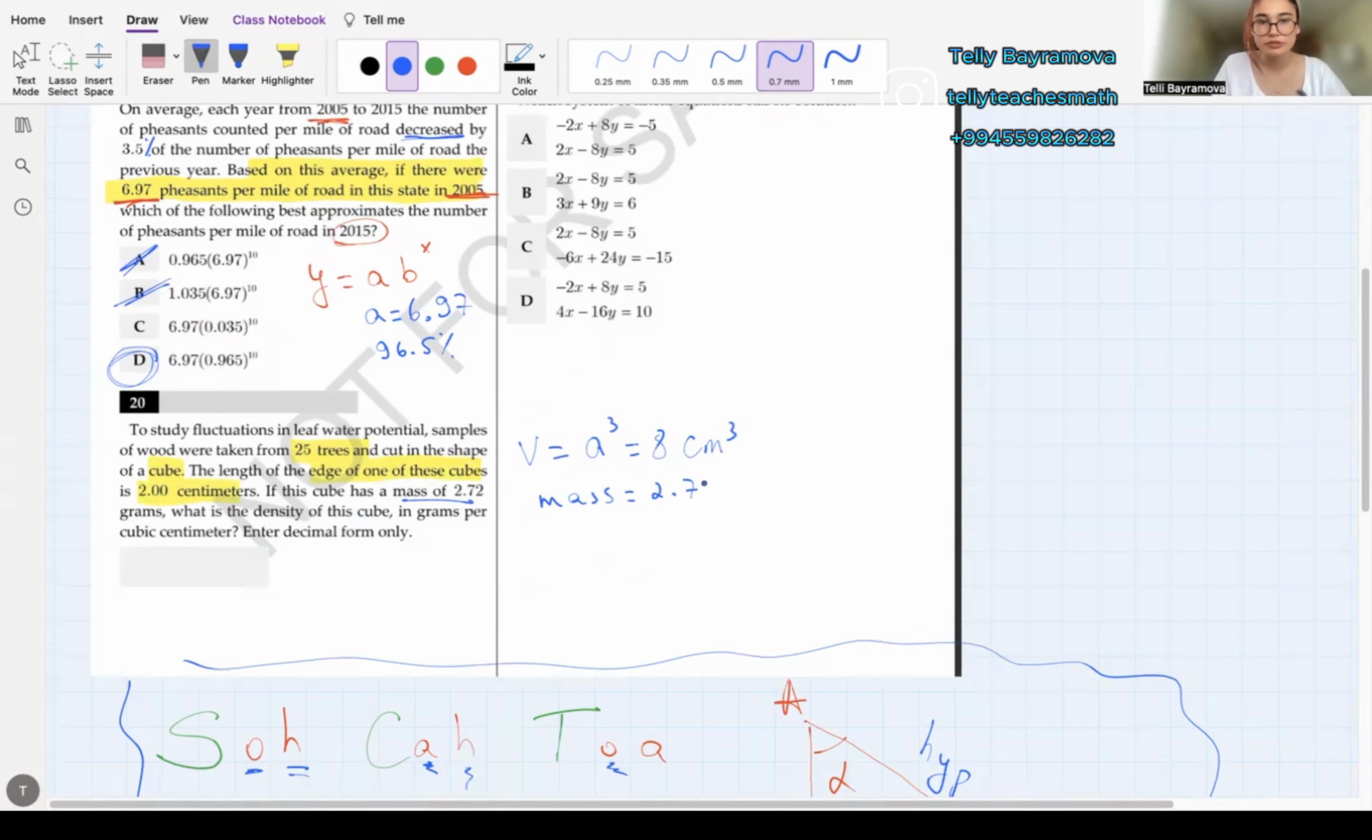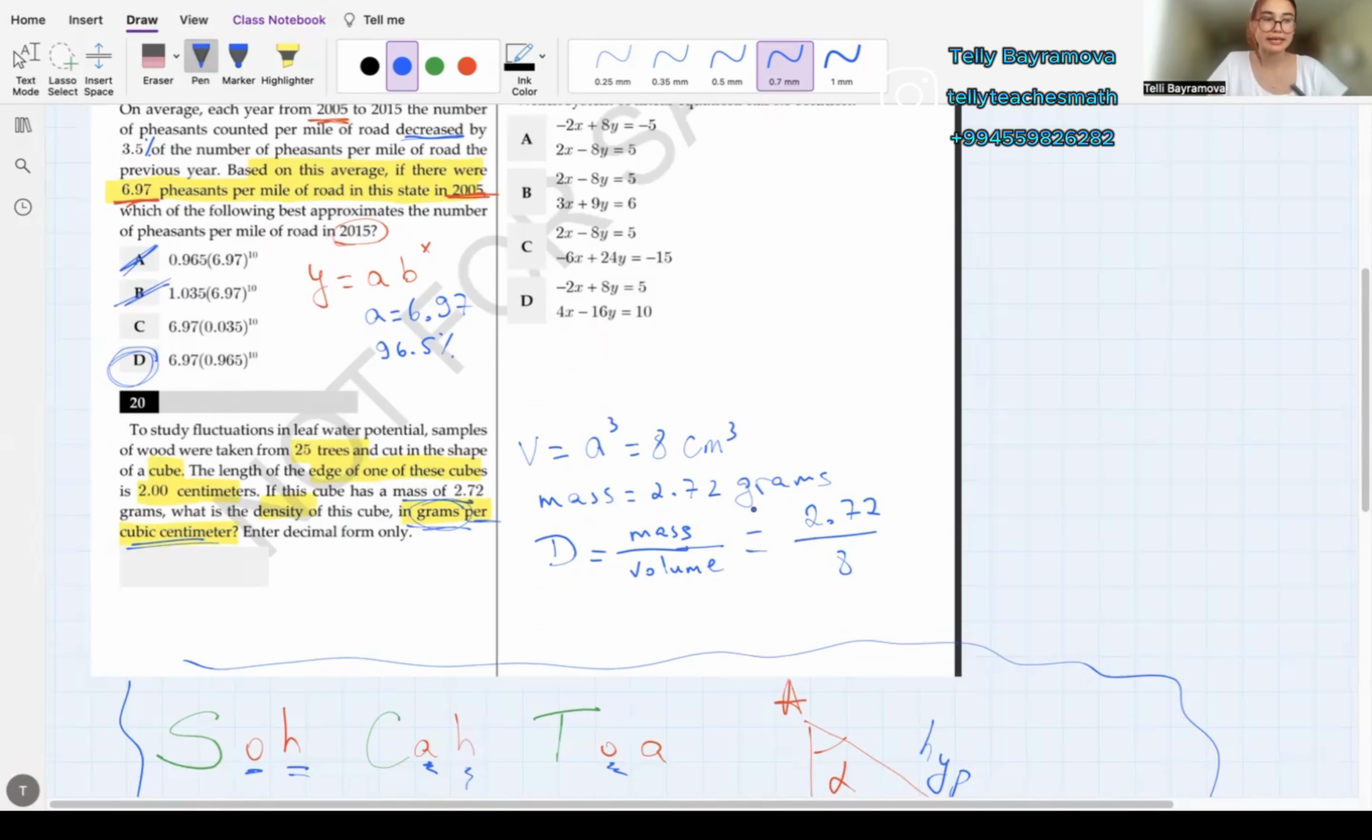is 2.72 grams. As I say, I'm scrolling the questions. So what do they say? What is the density of this cube in grams per cubic centimeter? So density, look at this, grams per cubic centimeter. It means that density is mass over volume. However, if you don't know the formula, you can look at the grams per cubic centimeter. It means a gram is what?